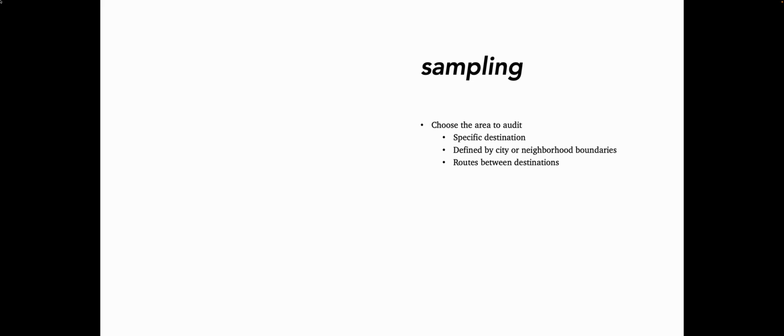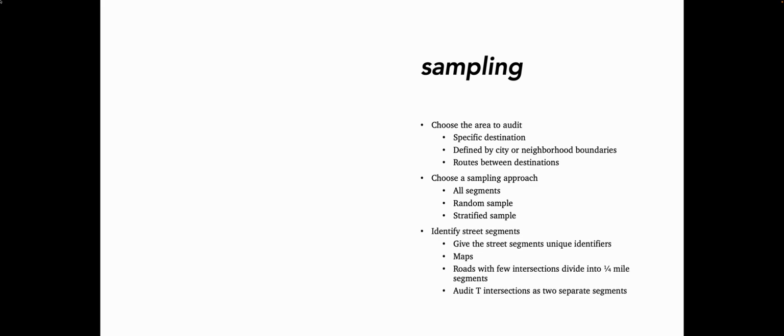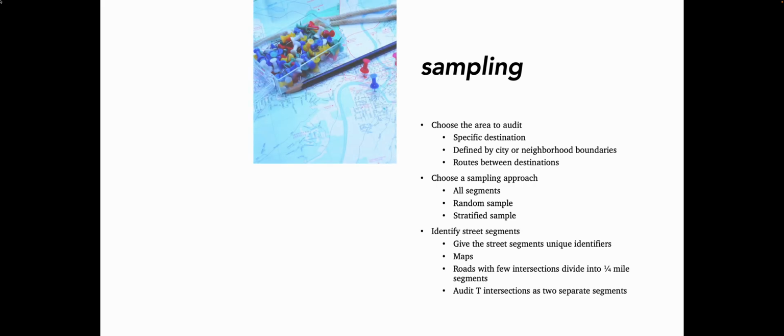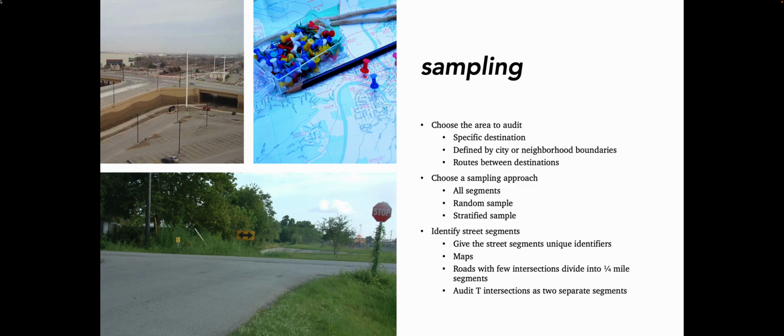of interest. After demarcating your audit area, you'll divide it into segments, and you can collect data in all your segments, or take a random or stratified sample. When identifying street segments, be sure to assign them each unique identifiers for auditing so you can keep track of them. And next, you'll have to outline the segments on maps so that your auditors can refer to them while out in the field. Intersections can be used to naturally divide the segment. If a road has only few intersections, you can divide it into quarter-mile segments.